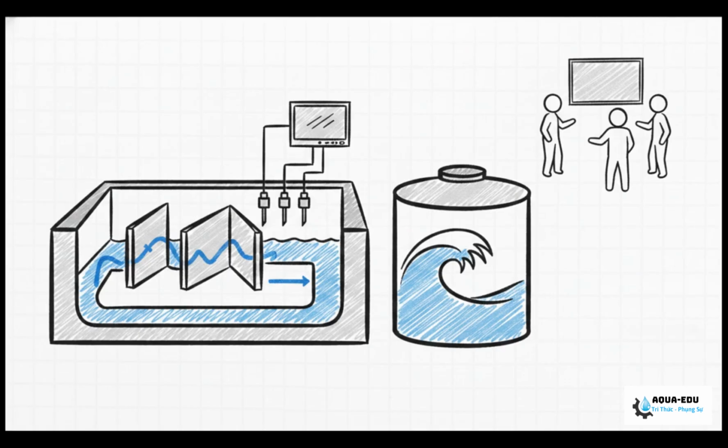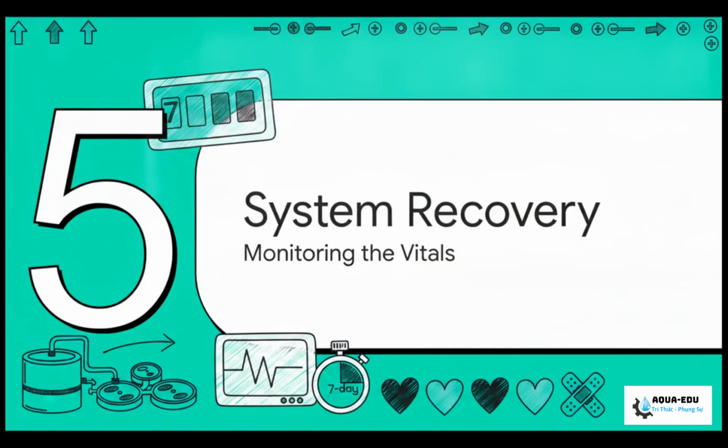Now, to secure the long-term fix, because trust me, you do not want to fight this exact same battle again next month, prevention means capital improvements. We're talking installing baffles to prevent short-circuiting, maybe upgrading to an equalization tank to handle those sudden shock loads, and getting continuous online NOx, DO, and COD sensors so you aren't just flying blind. It also means consistent training for you and your operators on nutrient balancing. Which brings us to Section 5, Recovery, monitoring the vitals.